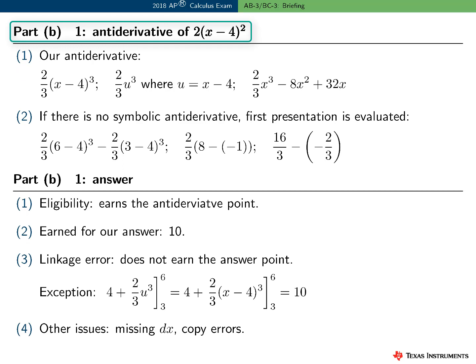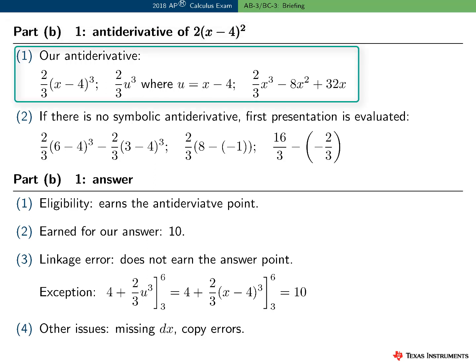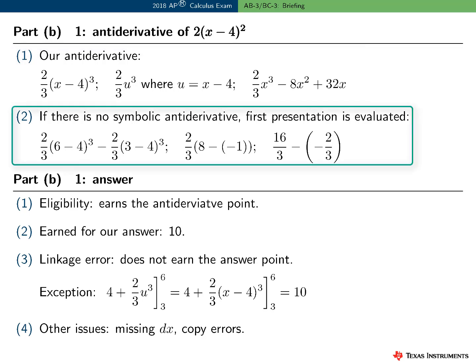The second point in Part B was for the antiderivative of 2 times x minus 4 squared. Now, this has to be our antiderivative, and here are some acceptable responses. The student could also start this antidifferentiation with a numerical expression, that is, present no symbolic antiderivative. And here are some examples in which the student would earn the antiderivative point.